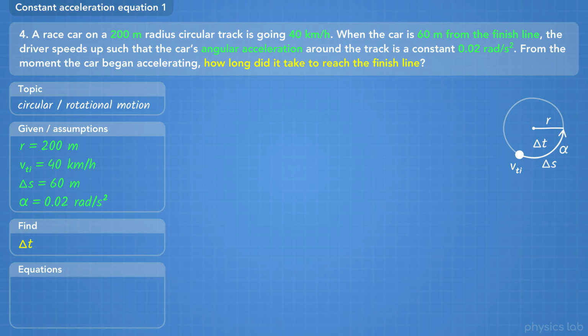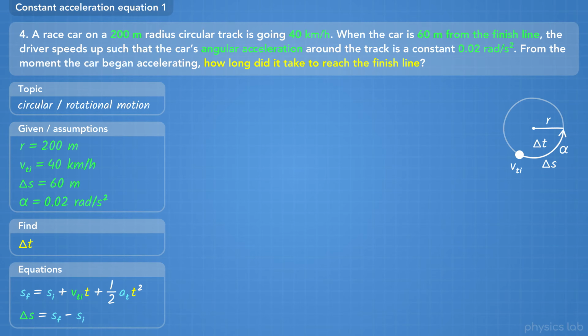Let's restate the situation looking at the picture that we drew. The car is at this initial point, where the dot is, and it has an initial tangential velocity of 40 kilometers per hour. At this point, the car begins accelerating, and it travels a displacement of 60 meters over some period of time to reach the finish line. So what equations can we use to help us solve the problem? Looking at the variables we're given and what we're trying to find, this first equation would probably help. Even though we're not given s final and s initial, we are given the displacement, delta s, so we know we can replace s final minus s initial with delta s.